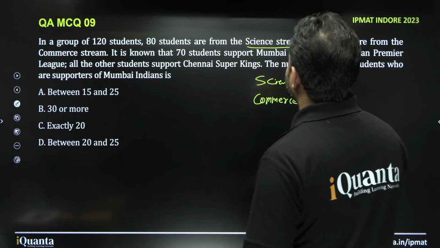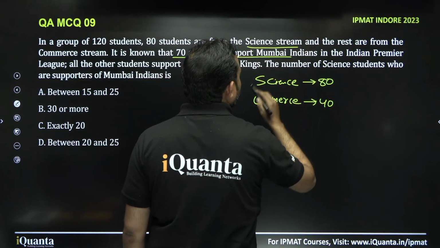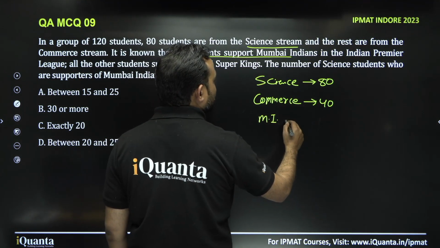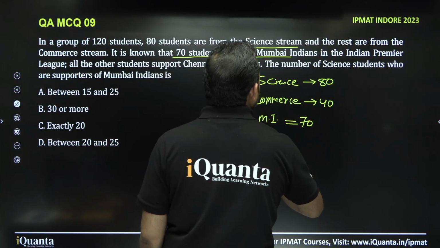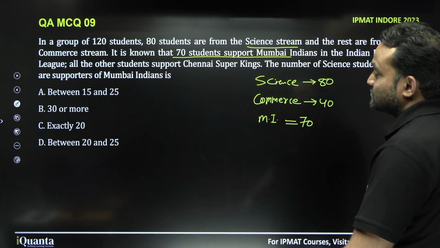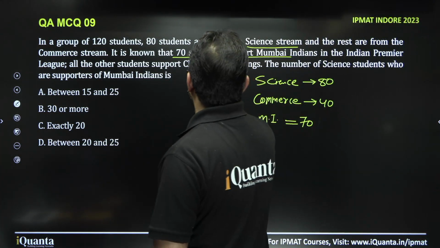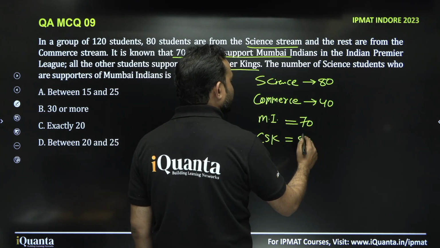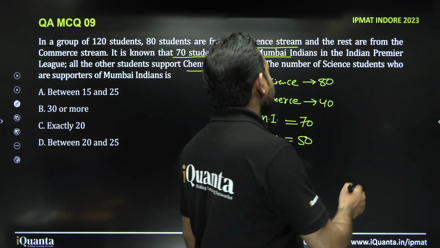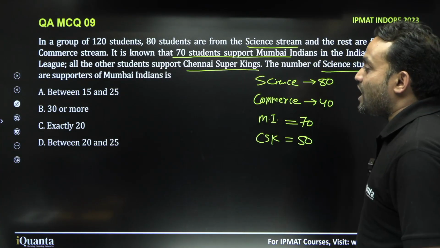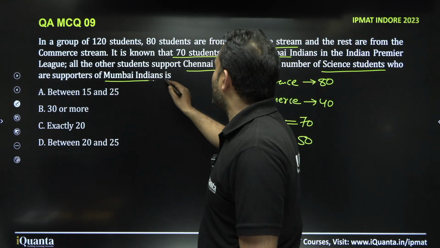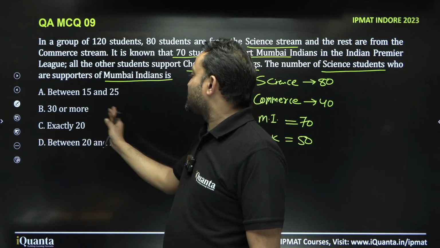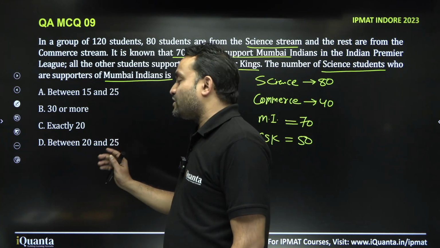It is known that 70 students support Mumbai Indians. Mumbai Indians in IPL कितने support कर रहे हैं? 70. In the Indian Premier League, all the other students support Chennai Super Kings. So CSK support करने वाले कितने हैं? जो बच गए, which is 50. The number of science students who are supporters of Mumbai Indians is. So options 15 to 25, 30 or more, exactly 20, between 20 to 25.